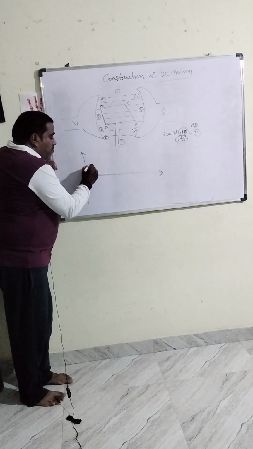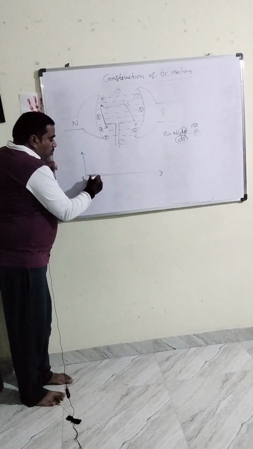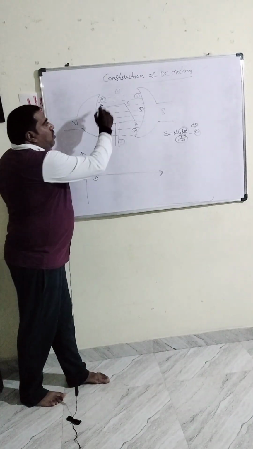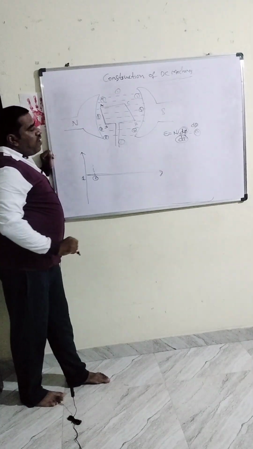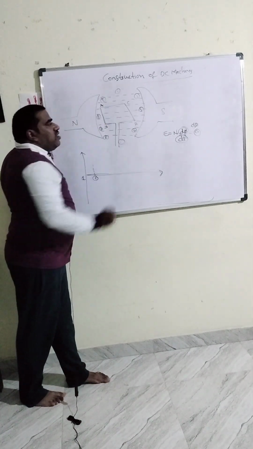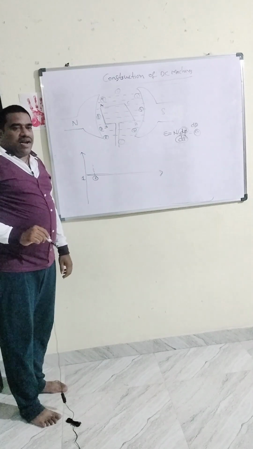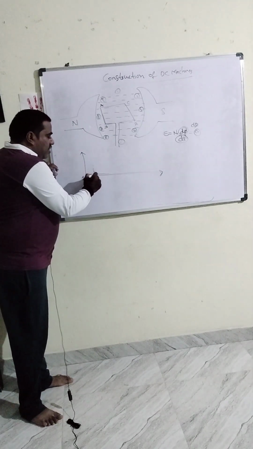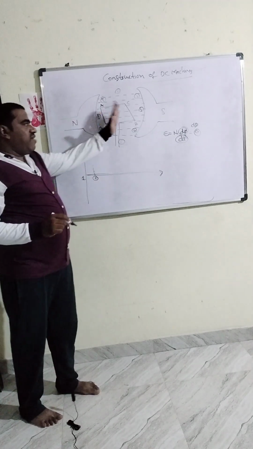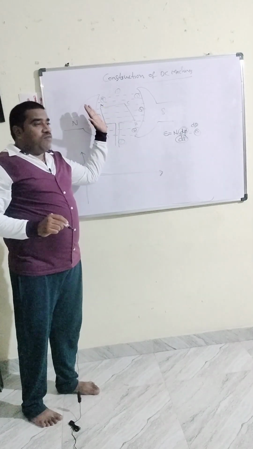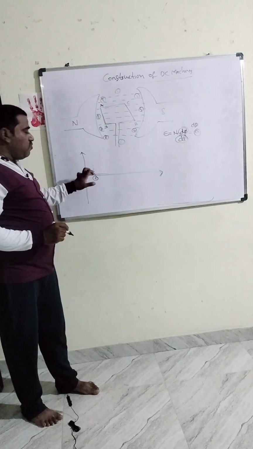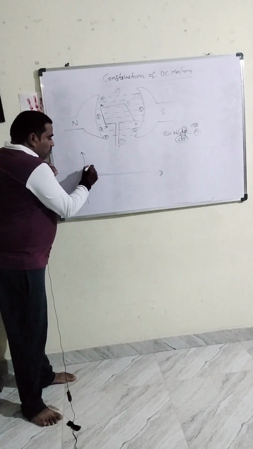At position number 2, let us take it at 45 degrees. At 45 degrees, a small number of flux lines are cut by the conductor, so the EMF generated is a small amount. Because small flux lines are cut by AB and CD, a small EMF is induced, and these EMFs add, so the value is small here.